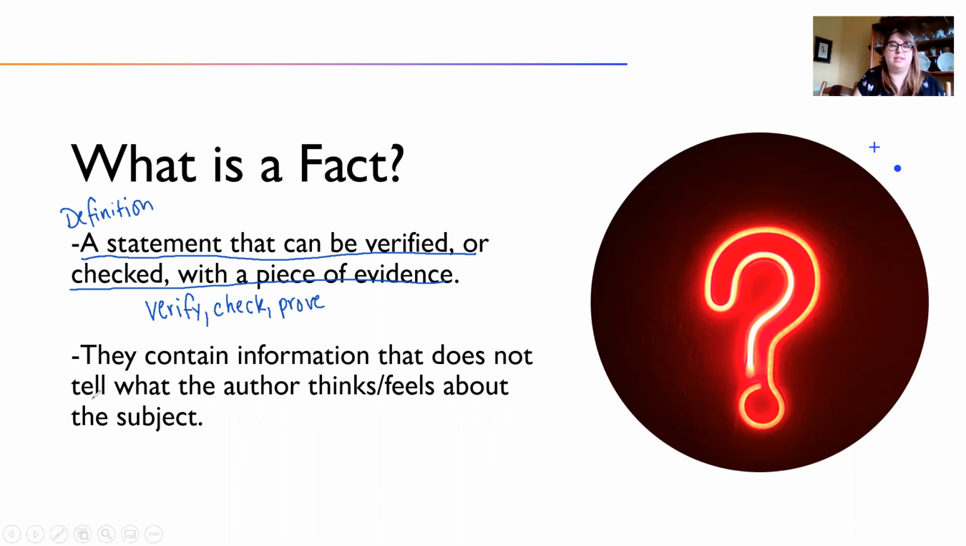Facts contain information that does not tell what the author thinks or feels about a subject. So there are no personal feelings when we talk about facts. So one example that I can come up with has to do with like the sky outside. I can say that on a cloudless day, the sky is blue. This is a fact because I can prove it. I can go outside and see that the sky is blue. I'm not telling you how I really feel about the sky being blue, but I'm just saying that on a cloudless day, the sky is blue. So there are no personal feelings involved and I can prove it, which makes it a fact.